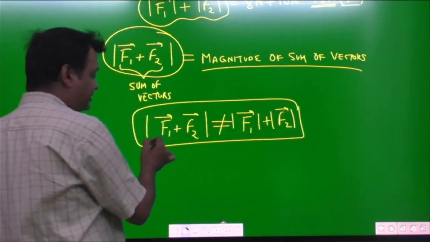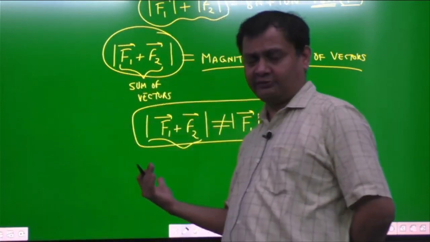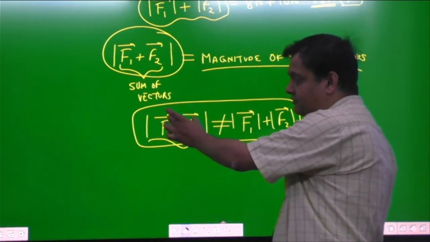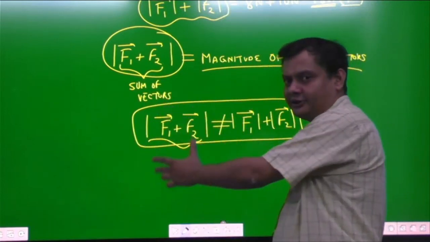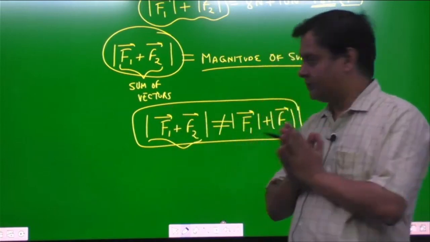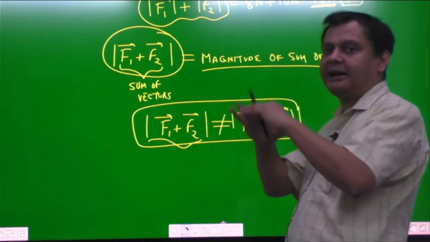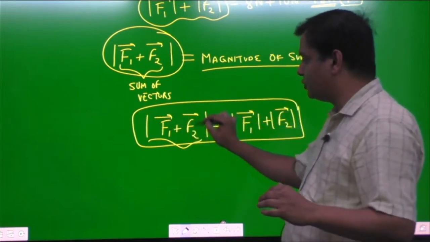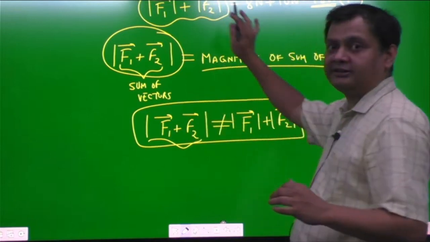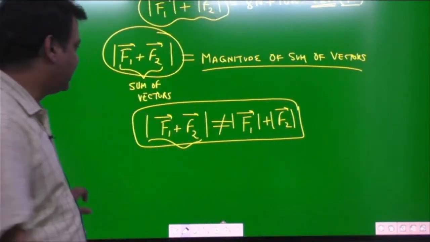What is the difference? LHS is telling you the magnitude of the sum of vectors, and vectors are added geometrically. Right now I will illustrate one example which will make it more clear. So first we will add the vectors, then we will take the magnitude. On LHS, first you are adding up the vectors, then you are taking the magnitude. On RHS, you are taking the individual magnitudes and then adding the magnitudes. So this is denoting the magnitude of the sum of vectors, and this is denoting the sum of magnitude of vectors. Now let's see one illustration which will make it more clear.